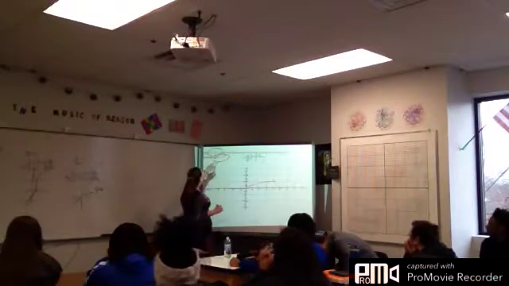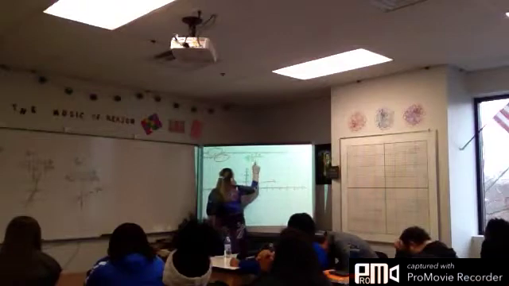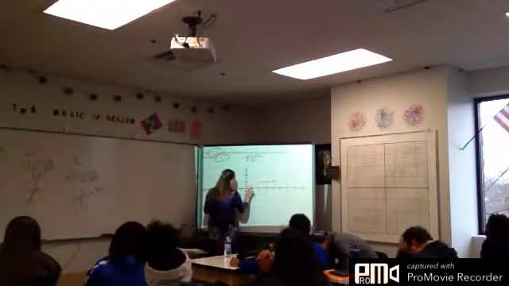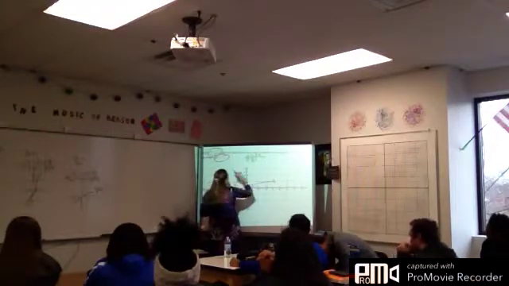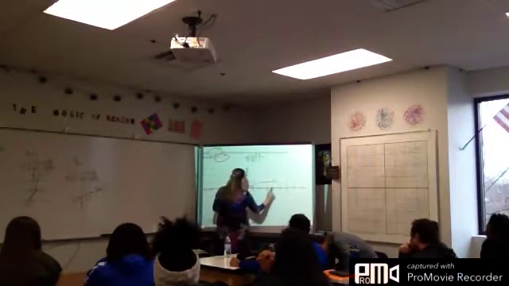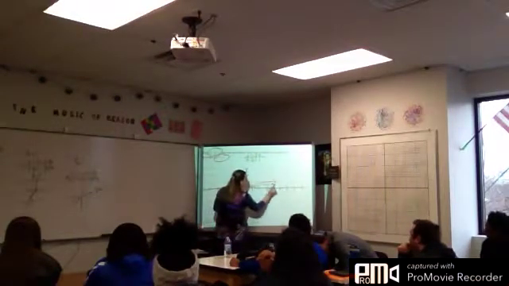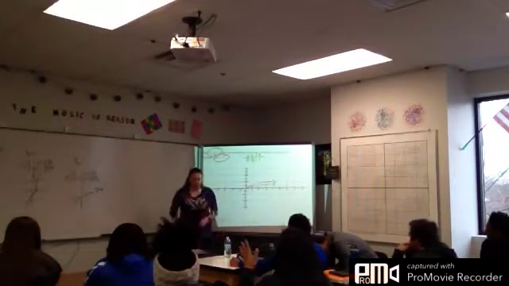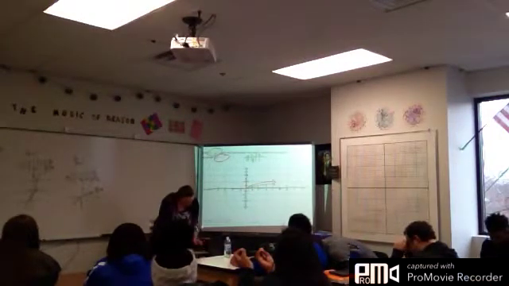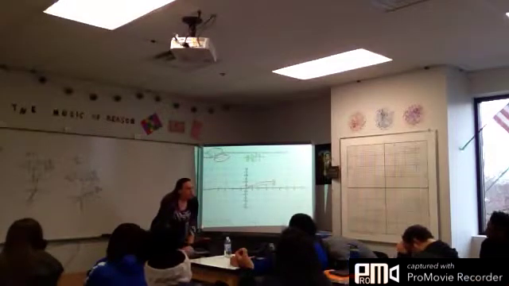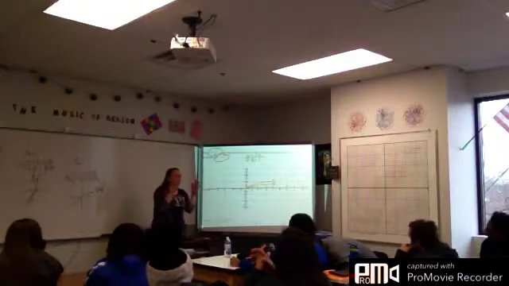When I plug a 1 in, the square root of 1 is 1, and 1 times a half is a half. So I plot 1, a half. The square root of 4 is 2, and 2 times a half is 1. So I have 4, 1. So what happened to this graph? It just got shorter, so that's called shrinking.